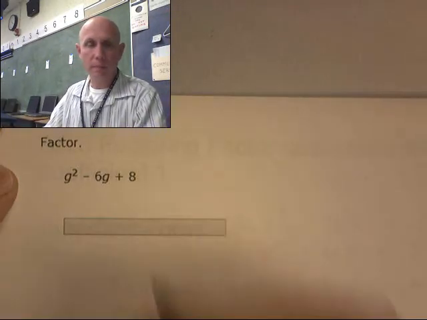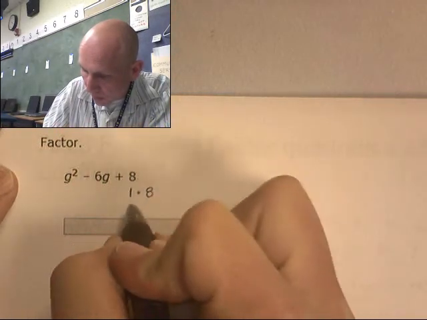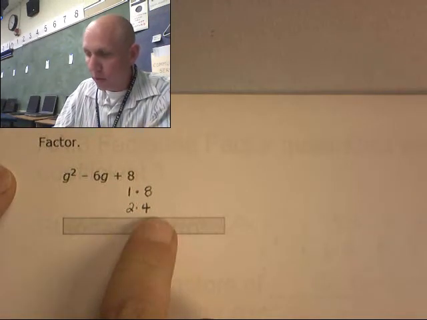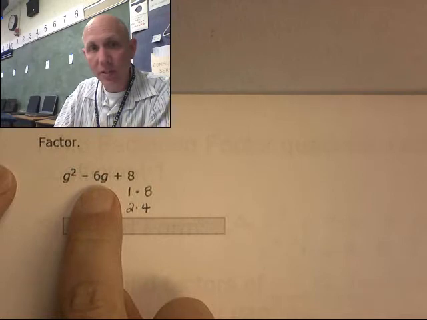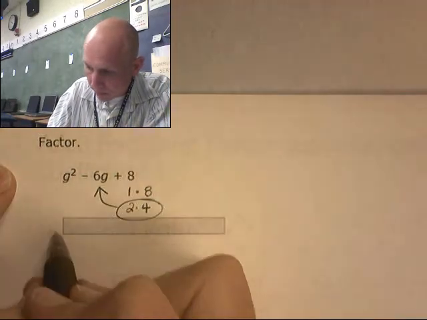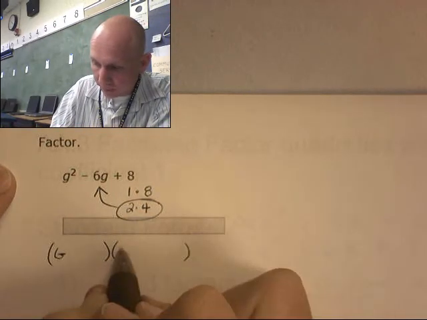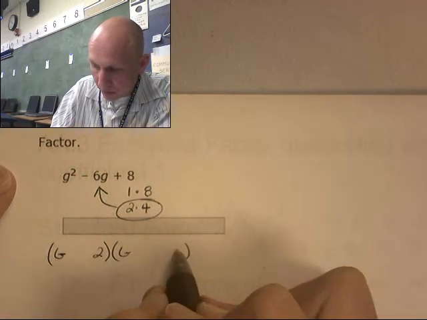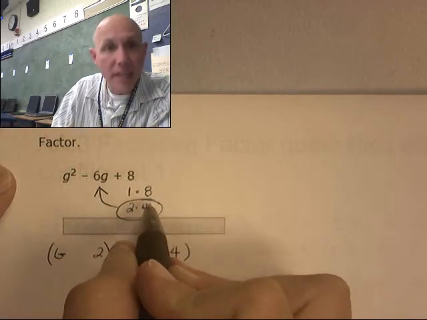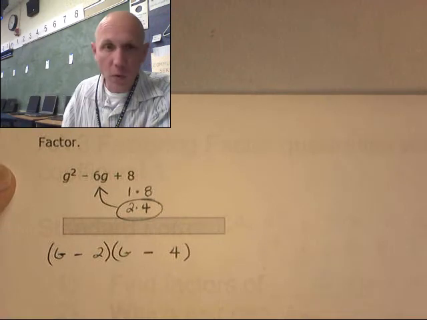Okay, ready? What makes an 8? 1 and 8, 2 and 4. Using a 2 and a 4, can I get to a negative 6? I sure can. Let's build it. G, G, 2, 4. It has to be a negative 2 and a negative 4 to get to a negative 6, so negative 2, negative 4.